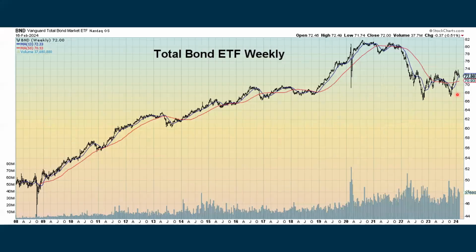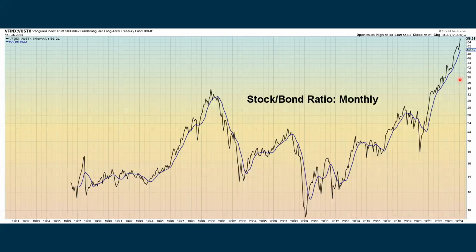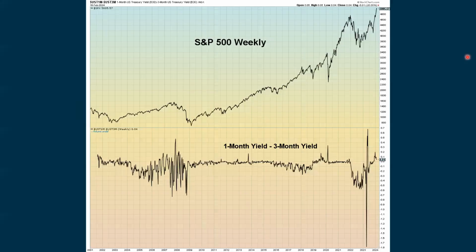Keeping an eye on interest rates, we are still in an uptrend when we look at the total bond ETF, even though interest rates have been going up, so bond prices have been going down. This is a monthly chart showing how stocks continue to outperform bonds. Sorry, I have to keep clearing my throat here.